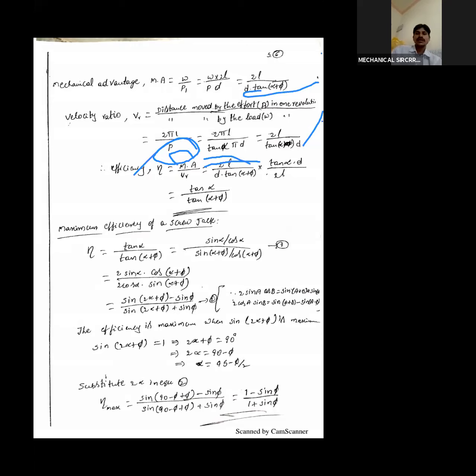Mechanical advantage is 2L by d into tan alpha plus pi, and the velocity ratio is 2L by tan alpha d, so that is also written here as tan alpha d by 2L. The same terms, 2L and d, are cancelling here. The remaining term is tan alpha by tan alpha plus pi. So when we have the values of mechanical advantage and velocity ratio, we get the efficiency as tan alpha by tan alpha plus pi.